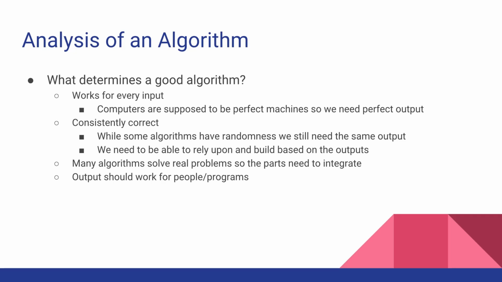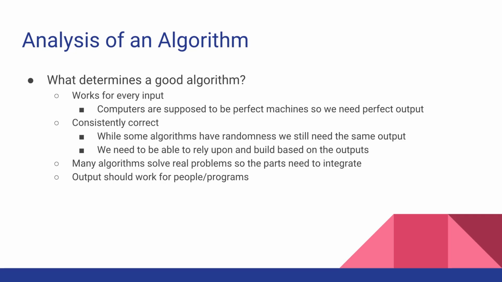Now, when we have our algorithms, we need to make sure we analyze them as well. What makes a good algorithm? First of all, obviously, it has to work for every single input. This is because, again, computers are perfect, so we expect our algorithms to work for every situation. In addition, our algorithm must be consistently correct. While some algorithms have some randomness built in, this randomness really doesn't affect the output. The randomness is inside of the algorithm, not outside of the algorithm.